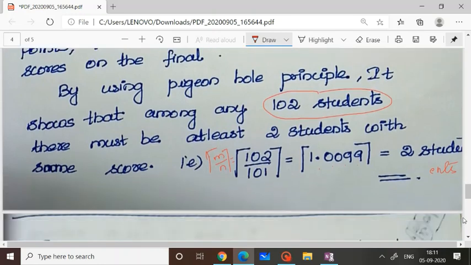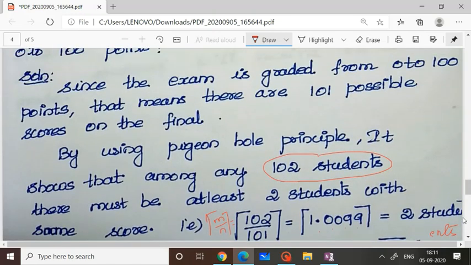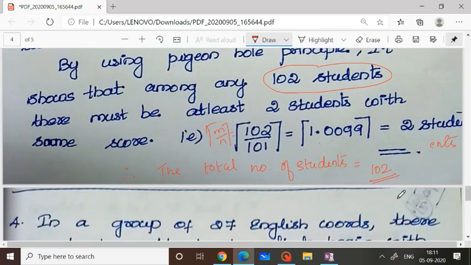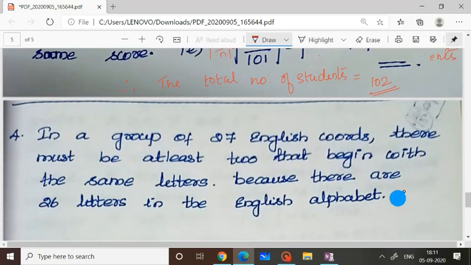So two students are having the same grade. Therefore you have to write the total number of students: the number of students must be greater than the number of possible scores. So it is equal to 102. Therefore the total number of students is equal to 102. Next.